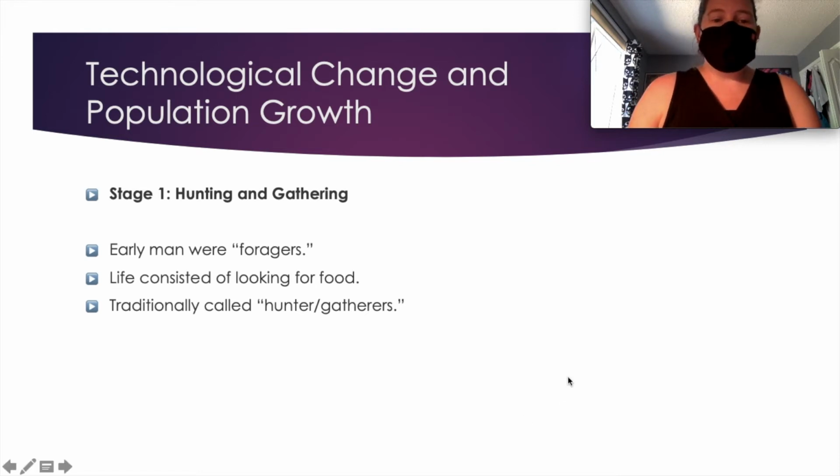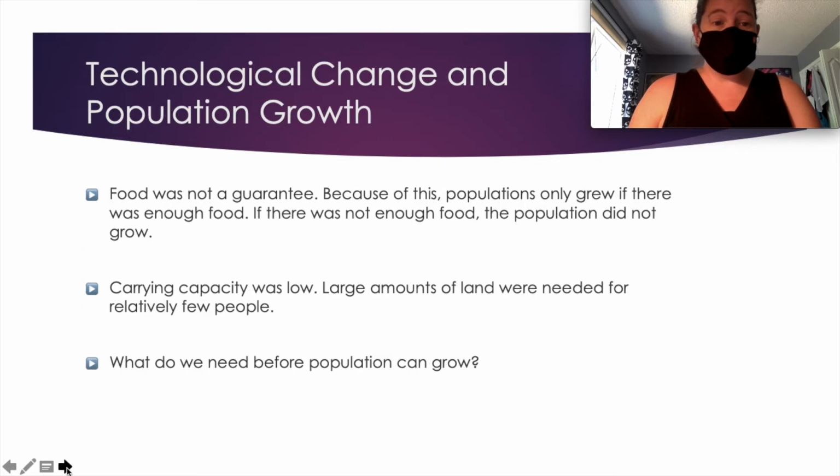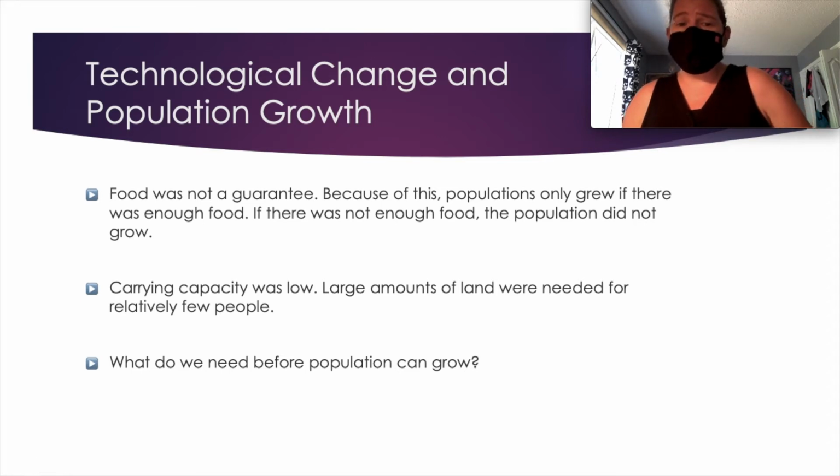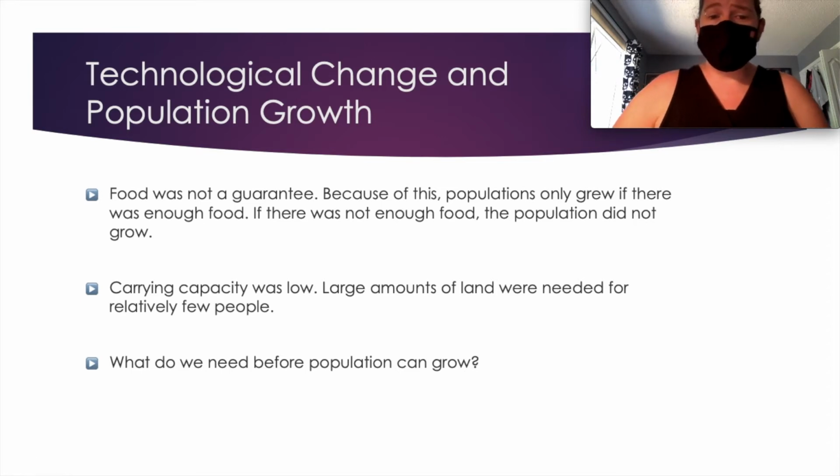Life consisted of looking for food. They were traditionally called hunter-gatherers, and it was a tough life in stage one. It was not an easy life for people. You died fairly young, and had to fight wild beasts. Food was not a guarantee, so there was not enough food. The population did not grow. Carrying capacity was low at this particular time.